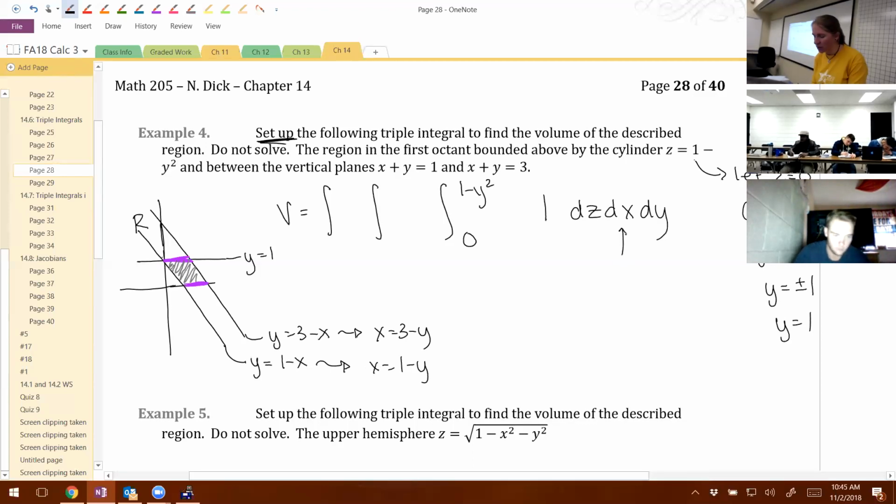So for our middle integral, for x, what are going to be the limits of integration? 1 minus y and 3 minus y. And so it's going to be from the upper or larger one, which is 3 minus y, to the lower function, which is 1 minus y. And finally, limits for y? 0, 1. Not yet.